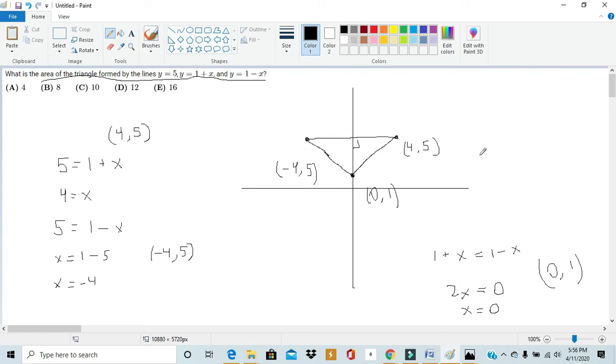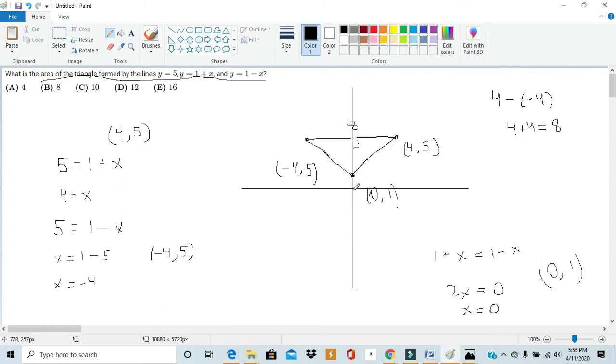So to find the base of this triangle, we just have to find the distance from negative 4, 5 to 4, 5. Well, these both share the same y-axis, so there's nothing we have to worry about there. So we just need to subtract 4 from negative 4. 4 minus negative 4, well, the minus minus would give us a plus, so it comes down to 4 plus 4, which would give us 8. So we get the base of this triangle would be 8.